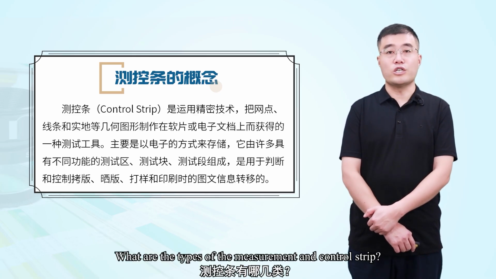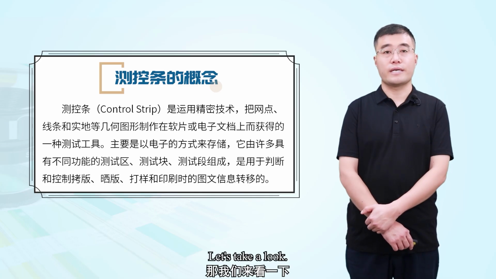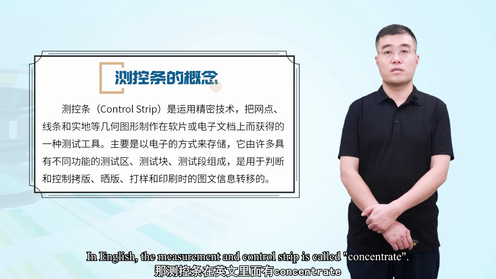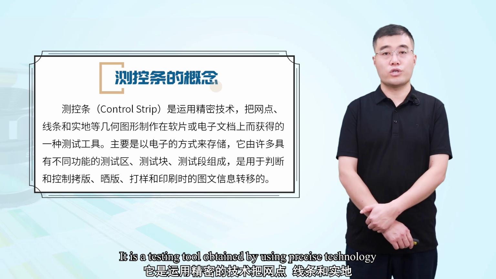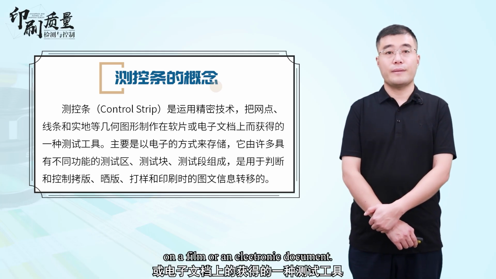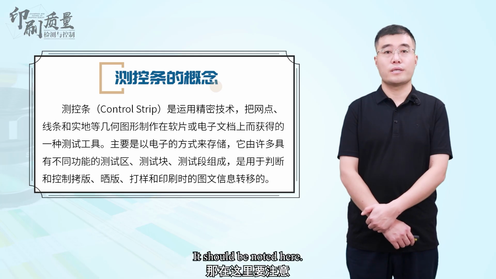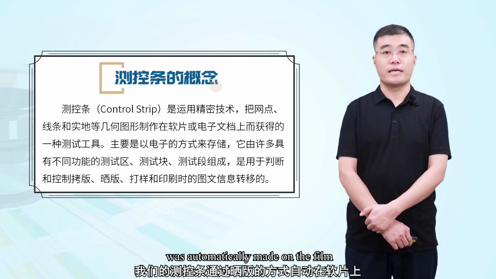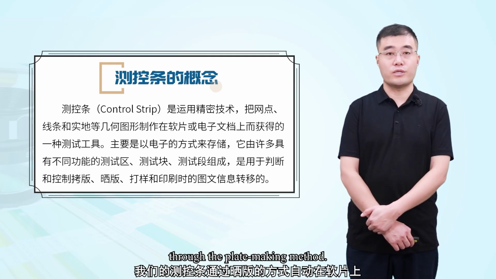What are the types of the measurement and control strip? Let's take a look. The control strip is an important medium for implementing digital measurement and control of printing quality. In English, the measurement and control strip is called concentrate. It is a testing tool obtained by using precise technology to make geometric figures such as dots, lines, and solids on a film or an electronic document. It should be noted here, in the past, our measurement and control strip was automatically made on the film through the plate making method.